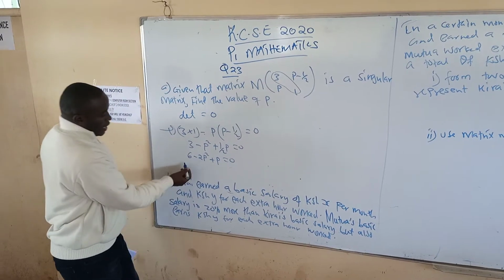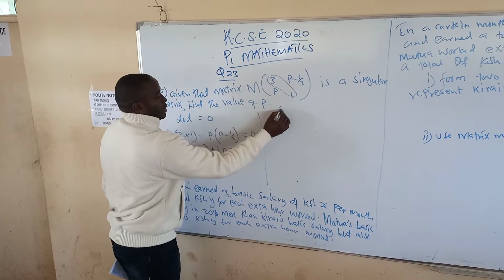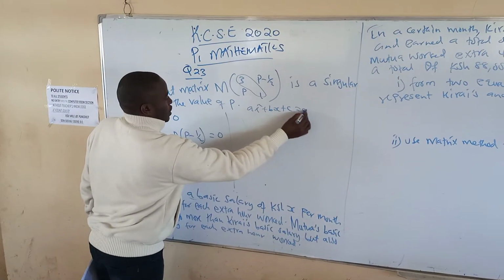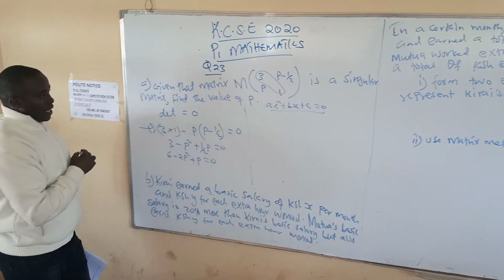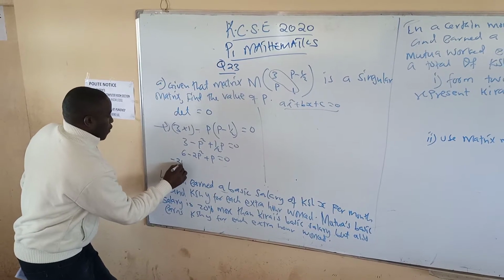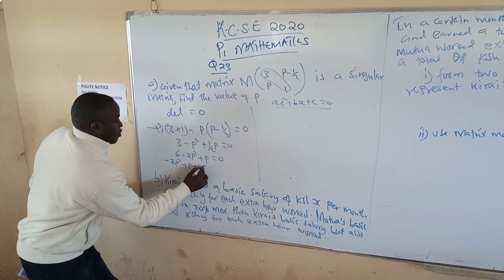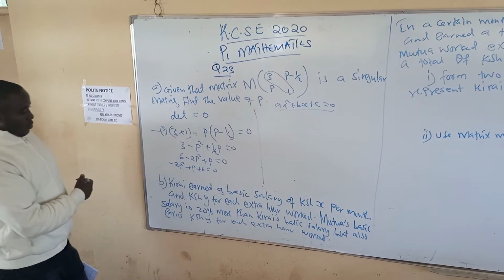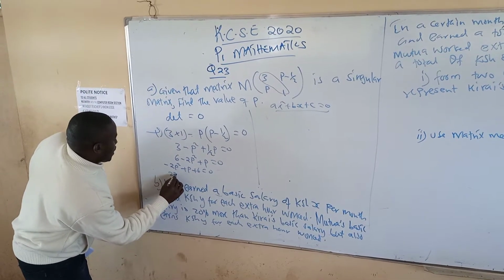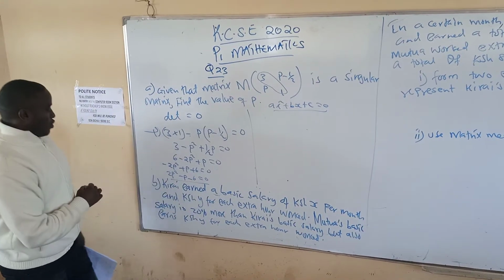So you can rearrange this in a quadratic format. We know the quadratic format is ax squared plus bx plus c equals 0. So we rearrange the equation in that format. We start with negative 2P squared, then plus P plus 6 equals 0. I can remove the negative by dividing by the negative all through. This becomes 2P squared minus P minus 6 equals 0. So this is the quadratic equation.